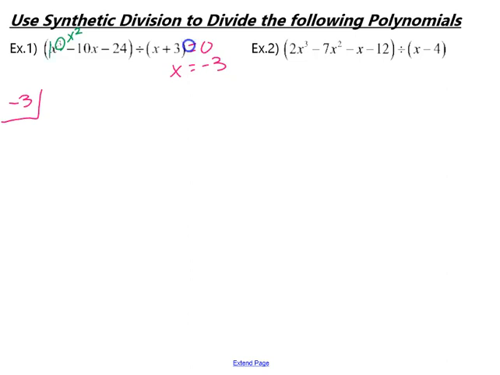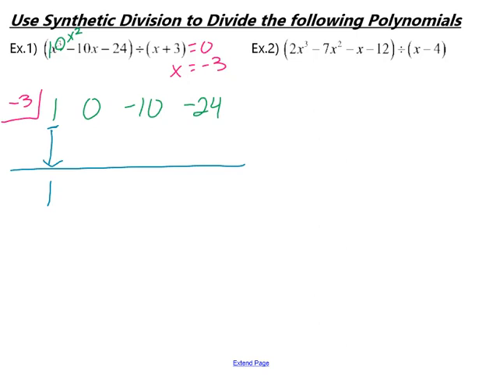So we're going to write down a 1 for the coefficient of x cubed. We're going to put a 0 for our missing x squared term, negative 10 for our x term, and then negative 24 for our constant. After that, we want to leave a line of space and then draw our equal sign, if that's what you want to call it. So then we take our very first term, and then we're just going to drop it straight down. Don't do anything to the first one.